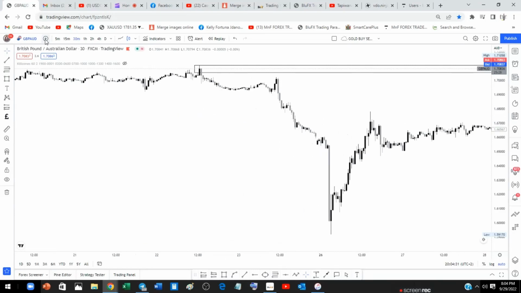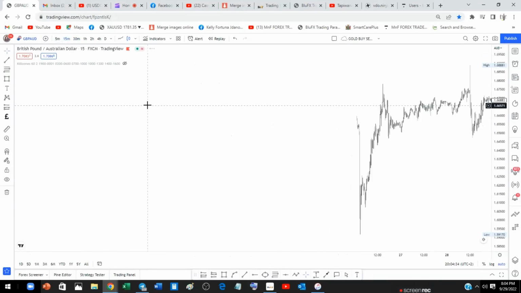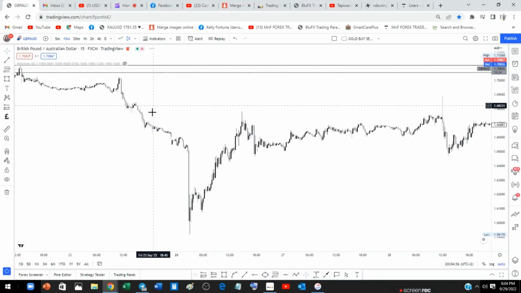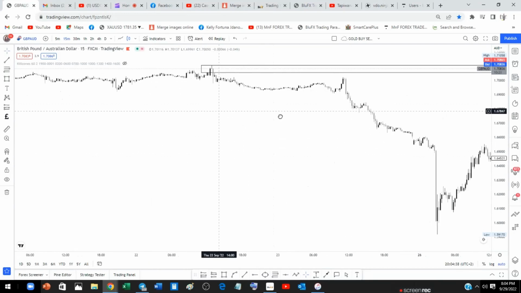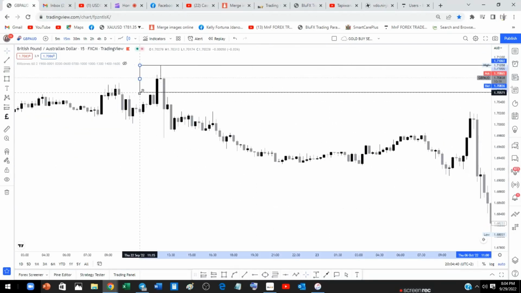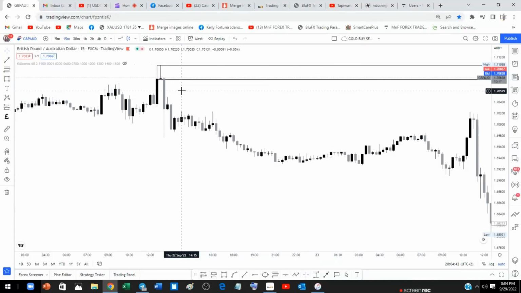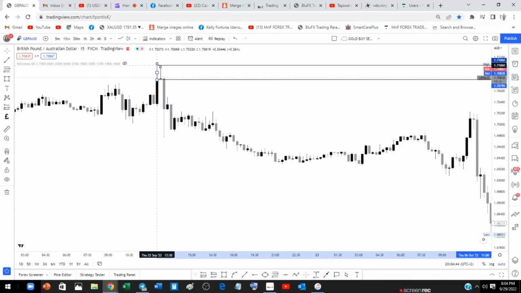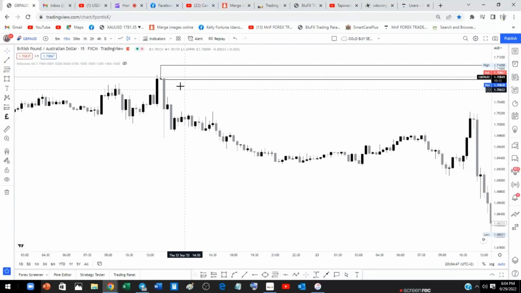It's not really clear. If I go to my 15 minutes time frame, it's not really clear as well. But we had something. So we had this wick right here. So we had this candle right there. So I'll consider that my bearish order block because it's the last bullish candle before the bearish move that we had right there.